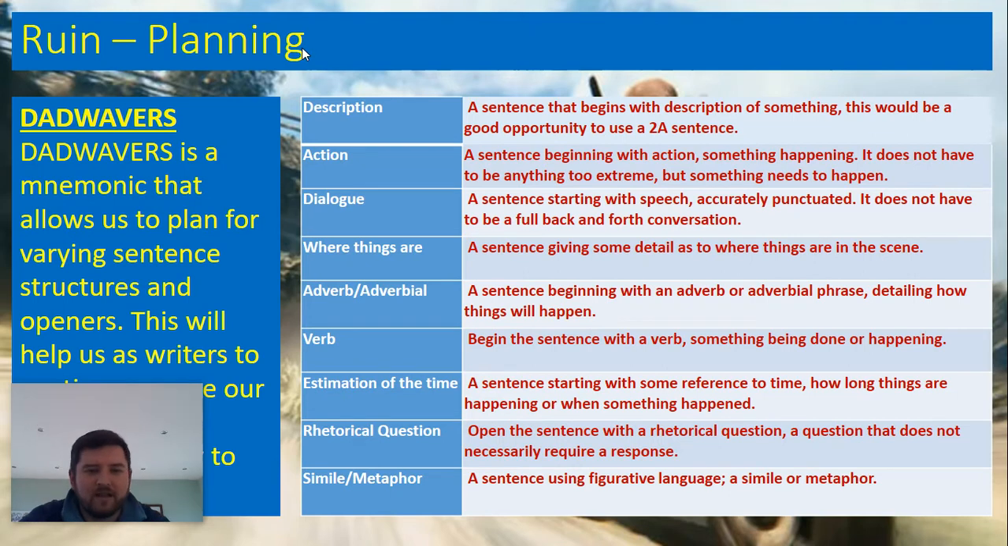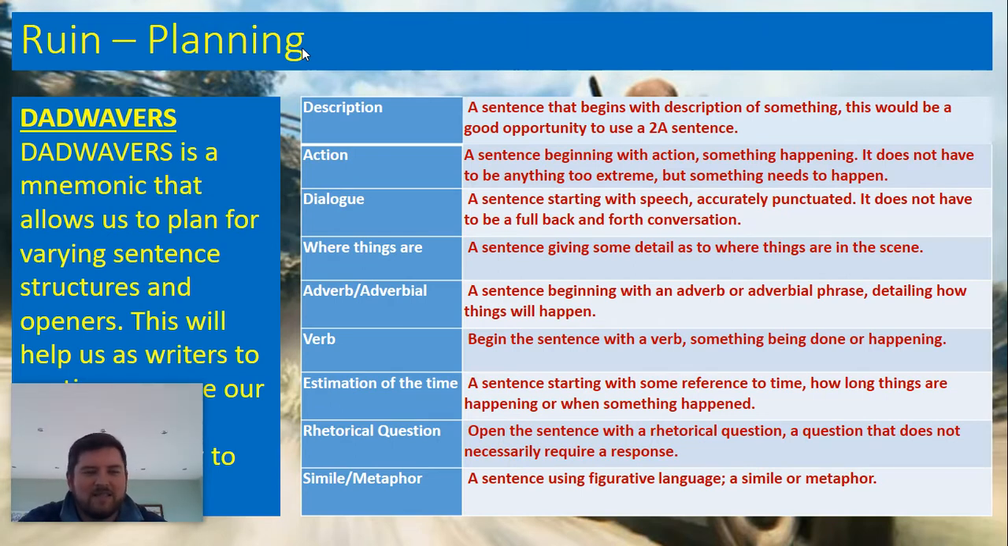So our planning approach, we're going to use something called DAD WAVERS. DAD WAVERS is a mnemonic that allows us to plan for varying sentence structures and openers. And this will help us as writers engage our audience, maintain fluency and fluidity to our writing so that it is a more engaging and more interesting piece of writing. If we start each sentence with 'the', 'this', 'the', 'that', it becomes very boring, very flat. You might see that as you look at my table, that it is a little dull to start with. However, I'll show you some better examples on the next screen.